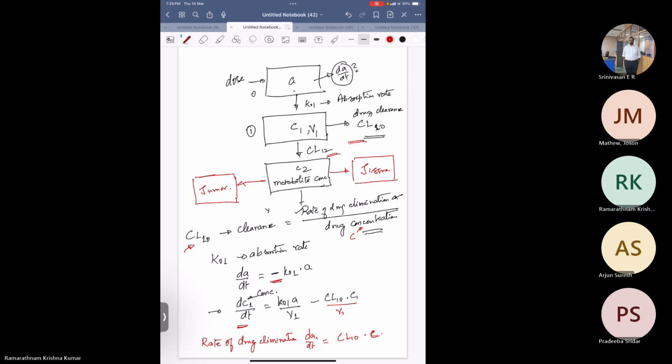If 0.05 moles get eliminated, or 0.5 moles get eliminated, so what is the concentration? Concentration is the amount of moles by volume. That's what I'm doing here. Okay, right. Then one more term.